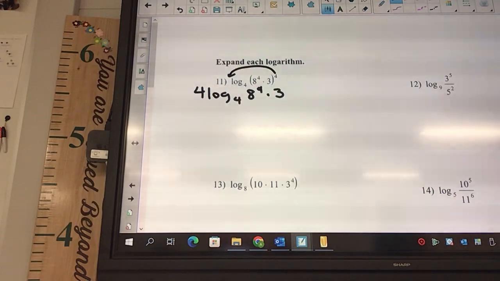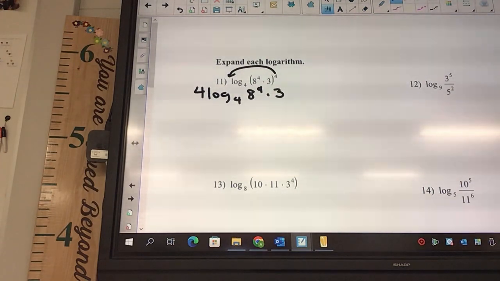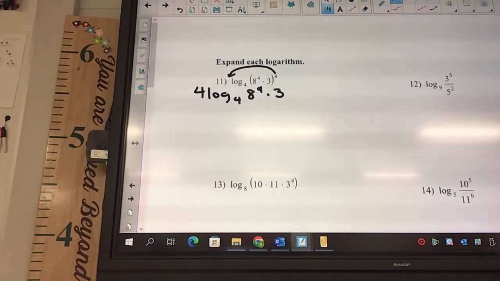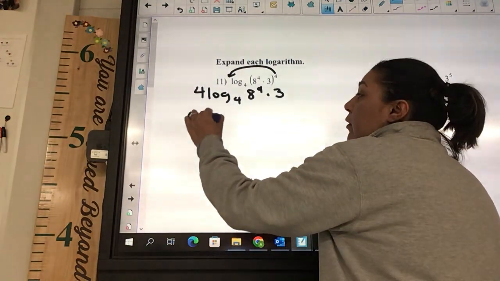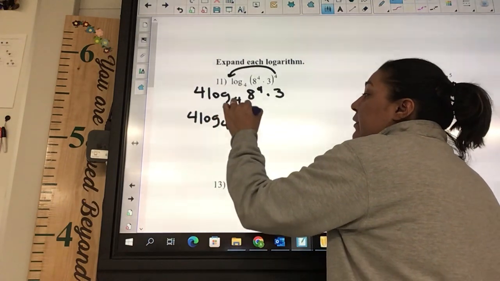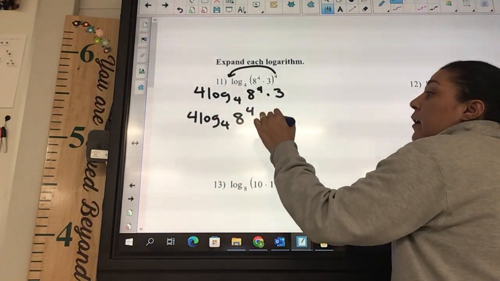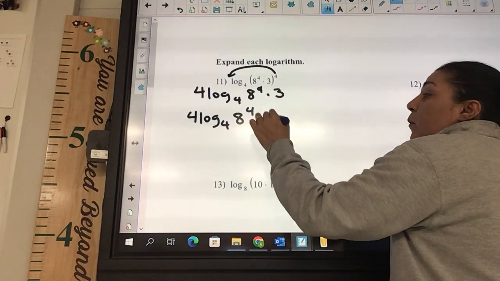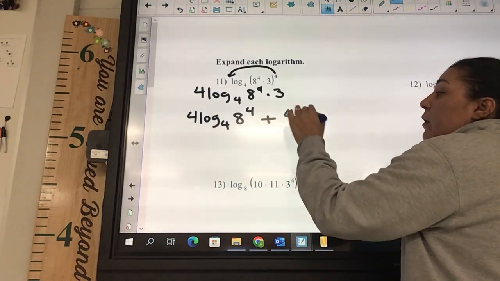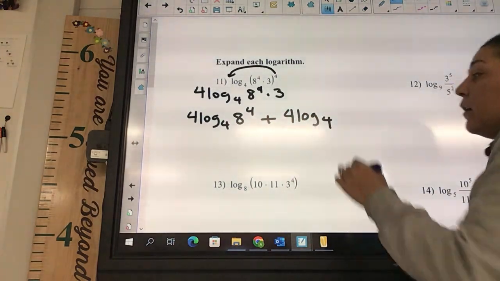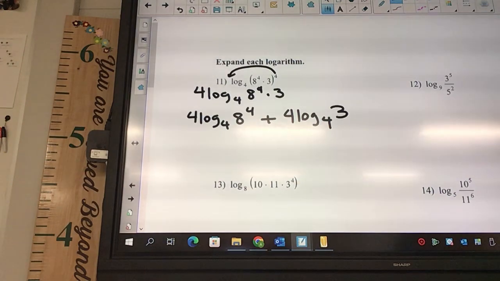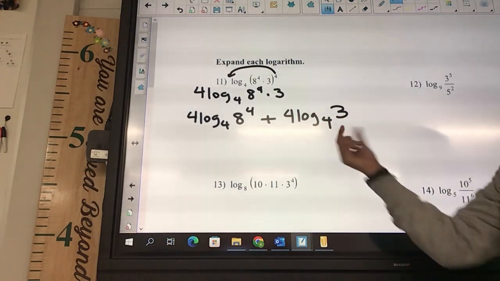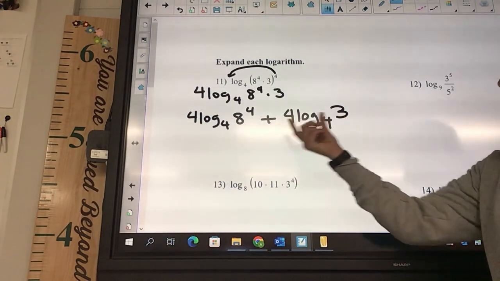Okay, and now, what do we do with multiplication? What does multiplication go with? Addition. So this is really going to look like 4 log 4 of 8 to the 4 plus 4 log 4 of 3. Okay, so this one is stretched out as far as it can go. We've got numbers up front. But this one is not.